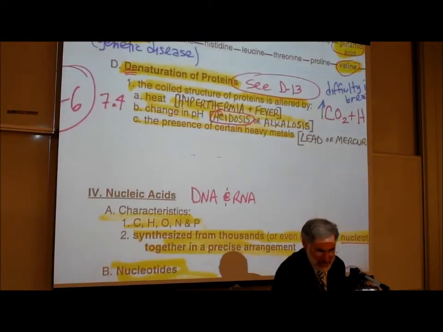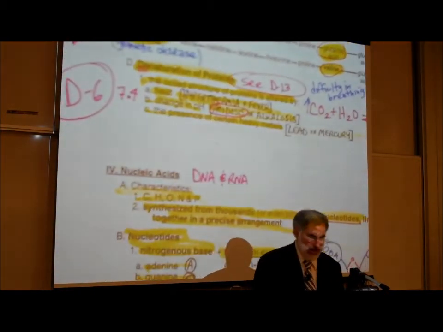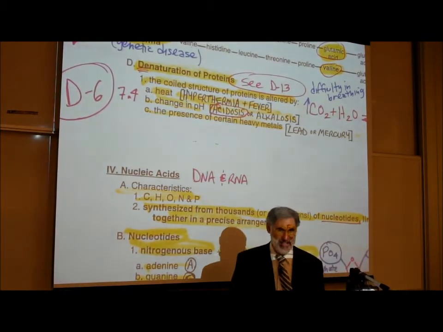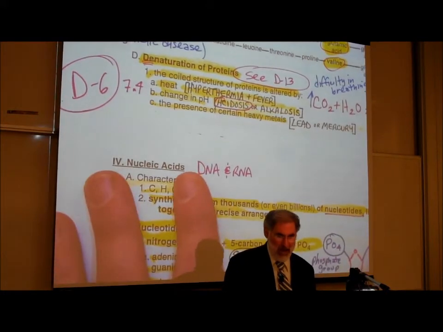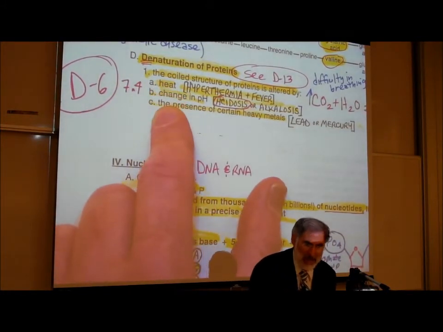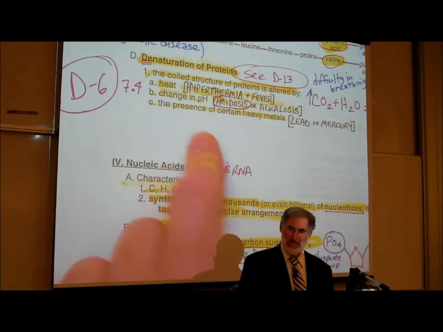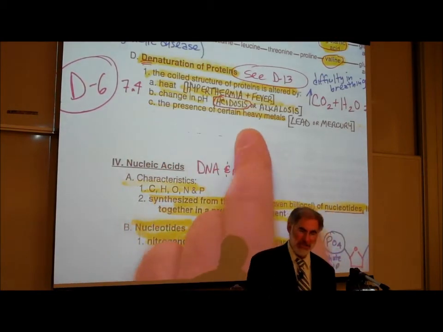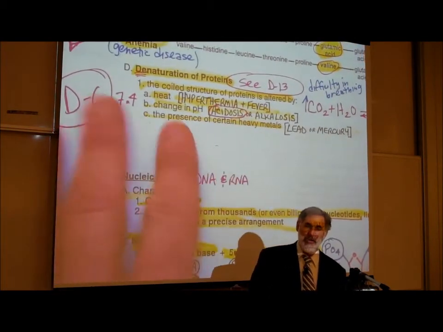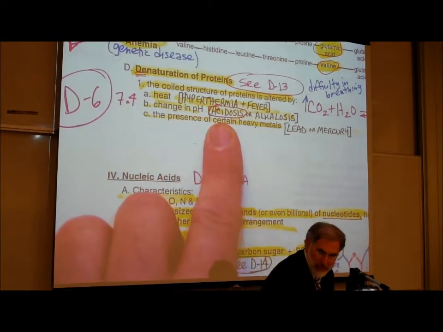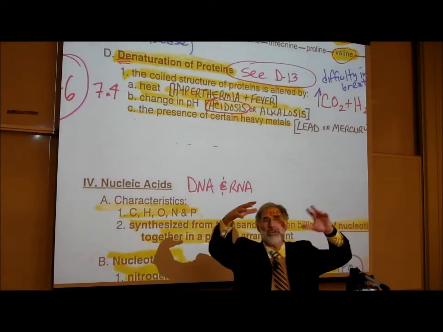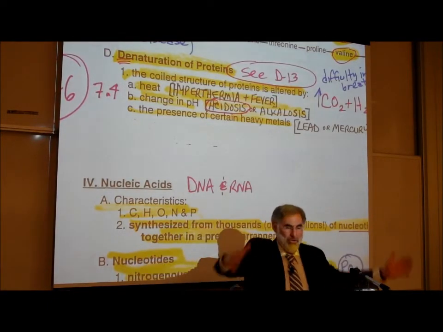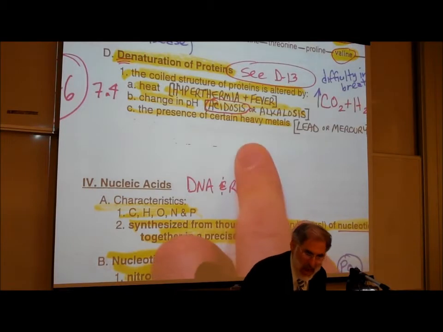Now, we might ask, well, fine, but what would cause a protein to unravel or uncoil? So I've listed 3 things that could cause a protein to unravel back on page D6. High temperatures, a change in pH, or the presence of certain heavy metals. Let's go through each of these. So the danger of hyperthermia or fever is that high temperatures will cause that 3-dimensional coiled up protein to unravel, uncoil, to become denatured and stop working.